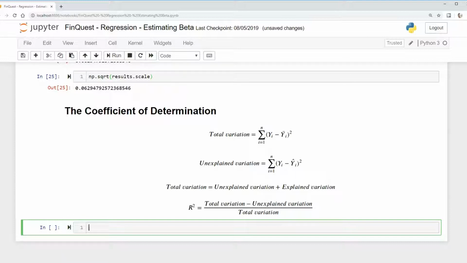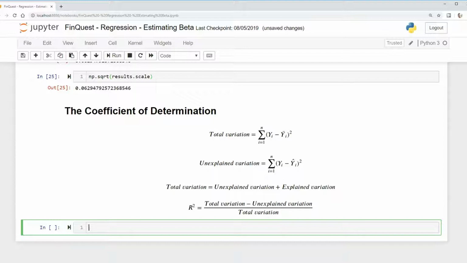But sometimes it doesn't really tell us how well the independent variable, that is the x variable, explains the variation in the y dependent variable. So we do have something that can help us with that, and that's called the coefficient of determination. It measures the fraction of the total variation in the y dependent variable that is explained by the independent variable.